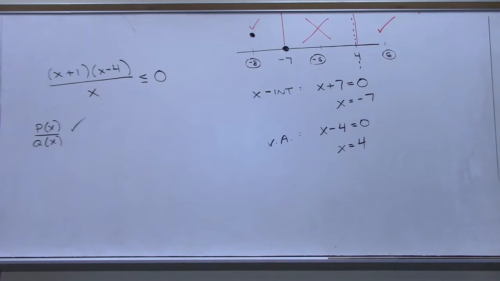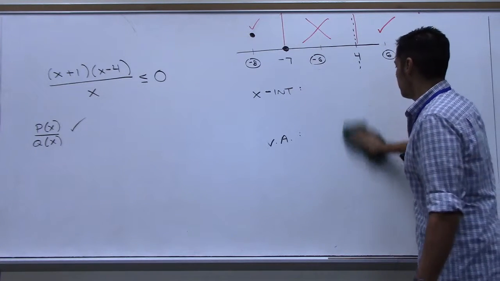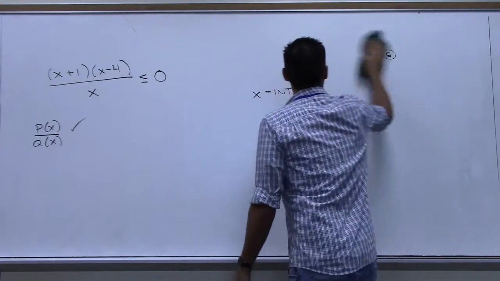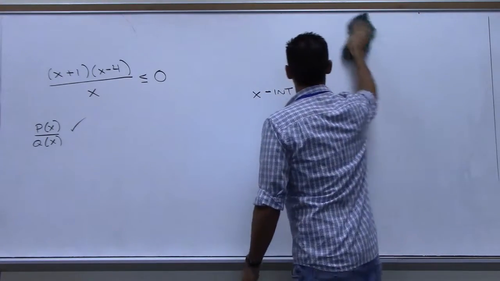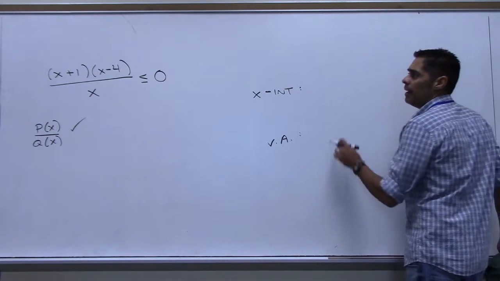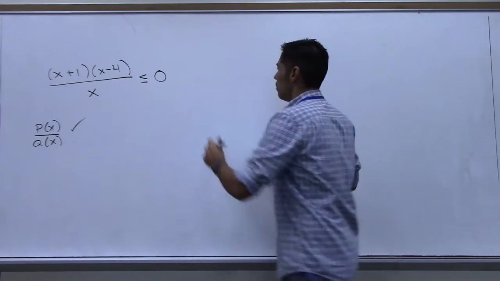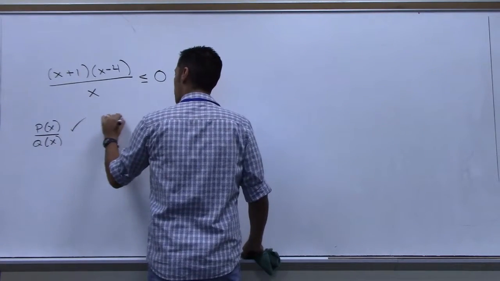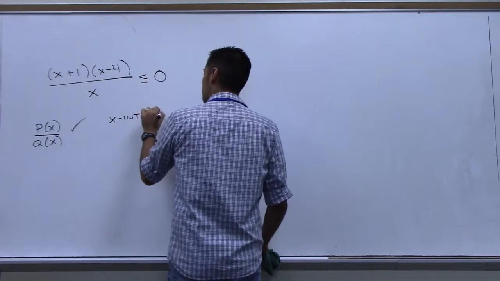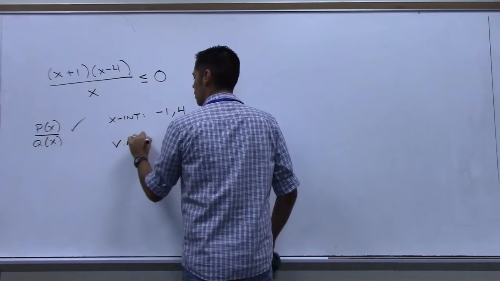Once I've got it looking the way I need it to look, what should be my next step? X-intercepts and vertical asymptotes. All right. How do I find the x-intercepts? Set numerator equal to 0. And what are my answers here? So my x-intercepts are going to be -1 and 4. How about my verticals? Just 0?